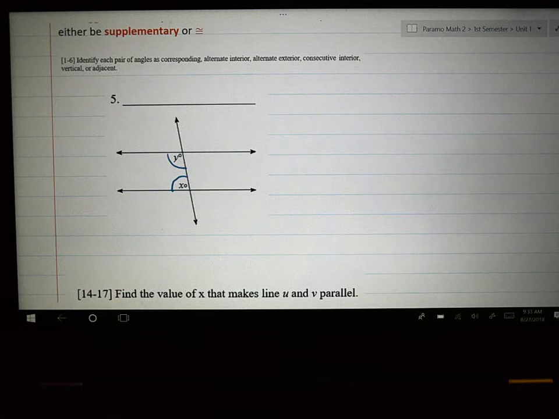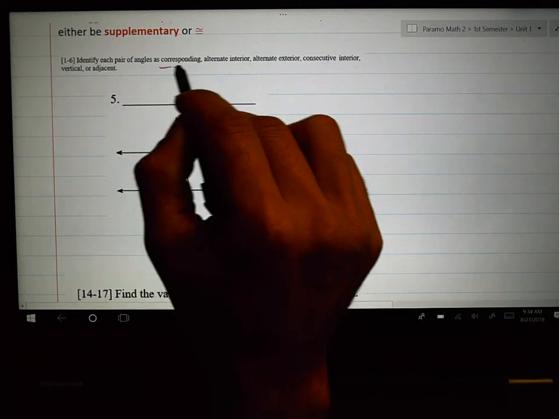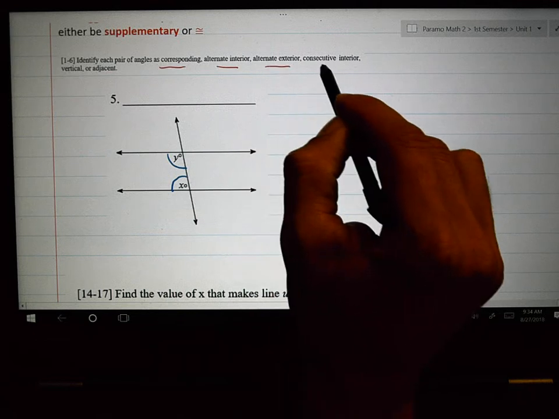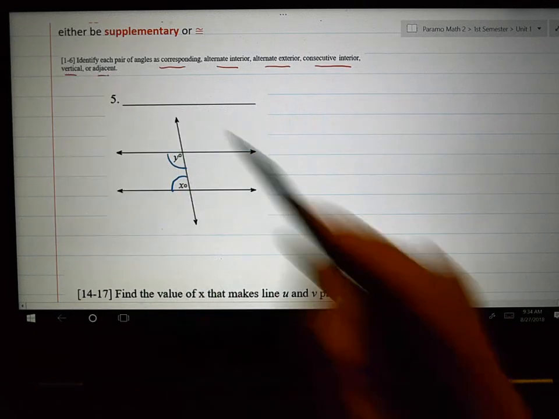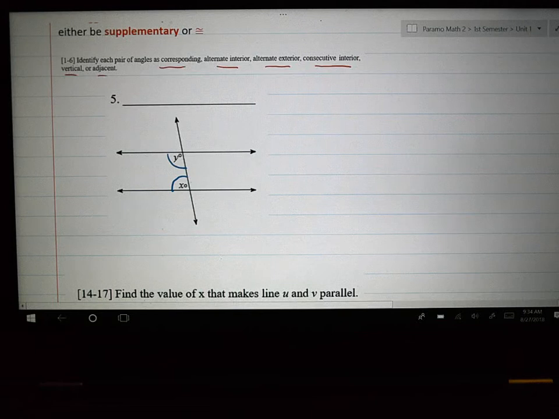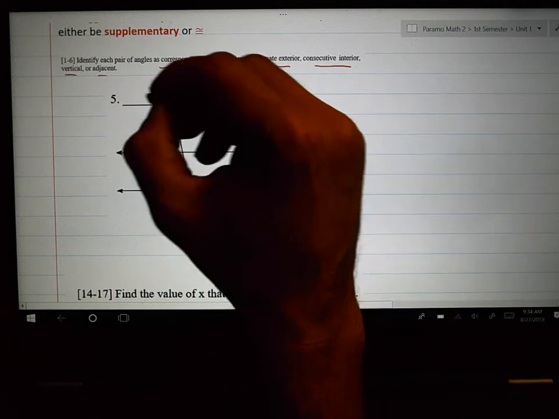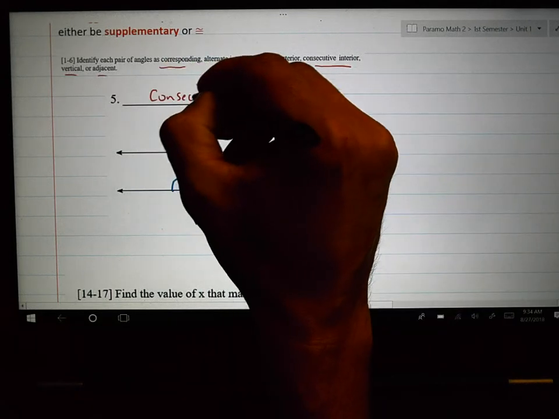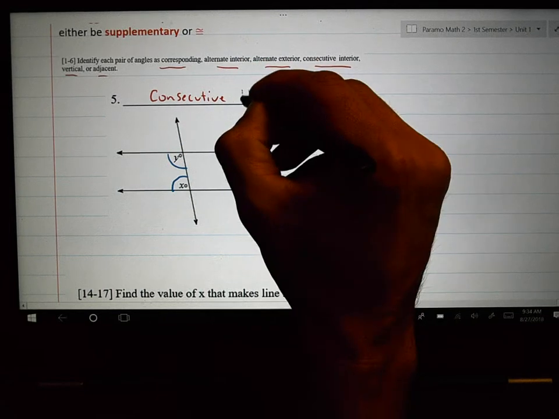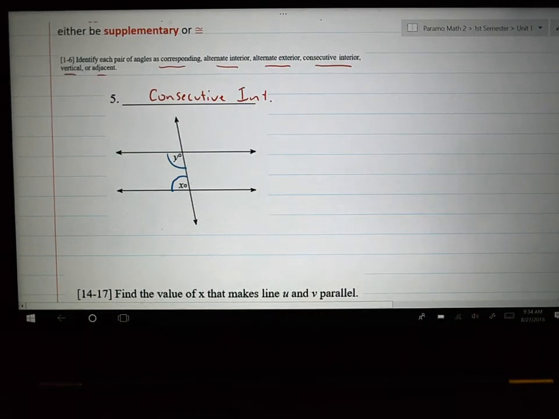I heard some people call it by its other name, the name that we used in the notes from 1.0. But in 1.0 or 1.1, if you look at those notes, I gave you 2 different ways to call it, because look at the choices: corresponding, alternate interior, alternate exterior, consecutive interior, vertical, or adjacent. If I'm choosing from those, then this one is called consecutive interior angles. They're next to each other.